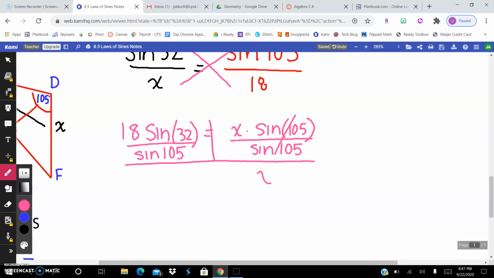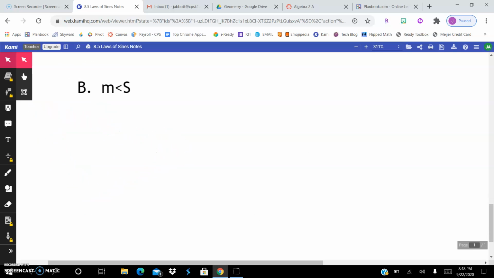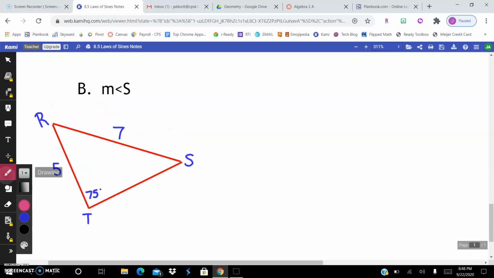So they cancel here, and we would have x equals, and we can type that in, 18 times the sine of 32 divided by the sine of 105, and we're going to get about 9.9. So the side length of side DF is about 9.9 units. And for our last example of the day, we are being asked to find the measure of angle S here. So we have to find that measure there.